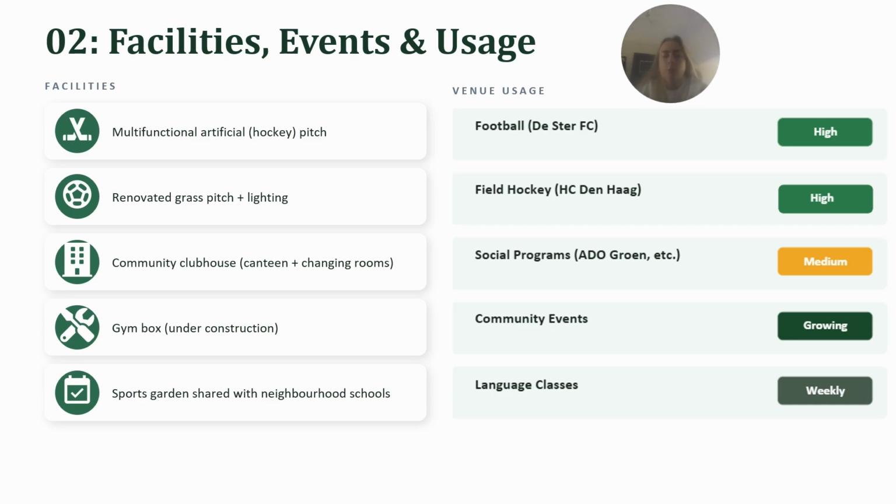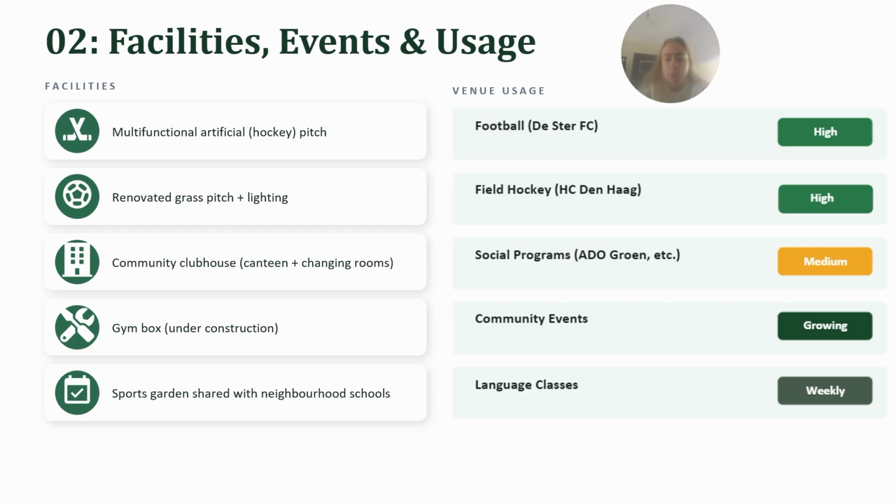And then for the facilities and the usage, they have a multifunctional artificial pitch. On the pitch there are multiple lines, so multiple sports can be played. They have a renovated grass pitch, which includes lighting. They have a community clubhouse consisting of a canteen and changing rooms. And there is also a gym box. It's under construction, so it will be finished later on. And there is also a sports garden shared with the neighborhood schools.